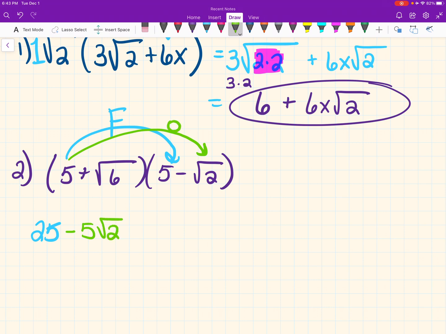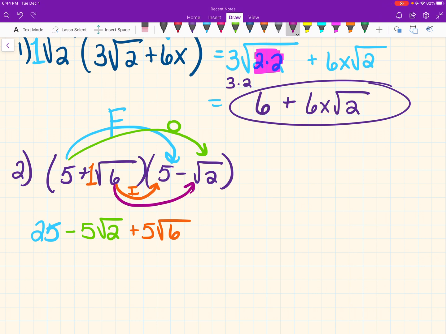Okay? Then inside times inside. So we have a 5 times the root 6. So it's just going to be 5 root 6. Because remember, there's a 1 out here. So we're really multiplying that 5 by the 1 that's outside. So that's inside times inside. And then our last thing is, let me pick a new color that I haven't used.